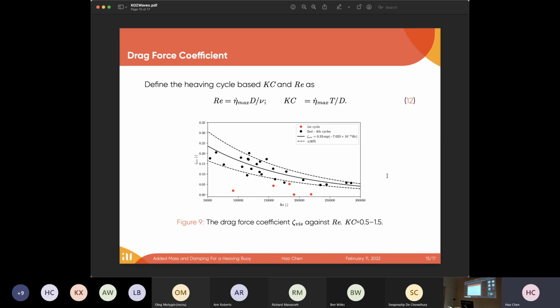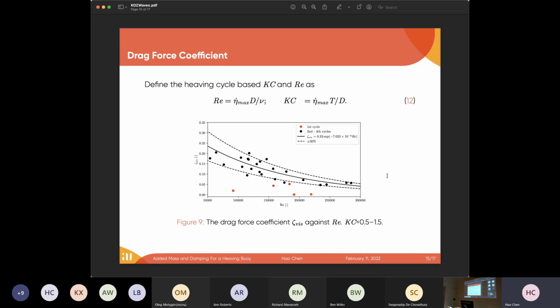And then we also look at what the KC range is. We found that for most of the experimental data, the KC number falls within a fairly narrow range, from about 0.5 to 1.5. So we plot the effects of Reynolds number on the KC here.